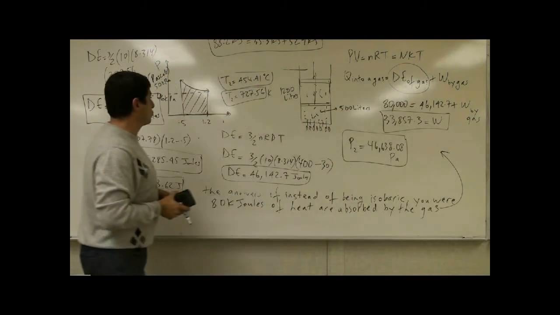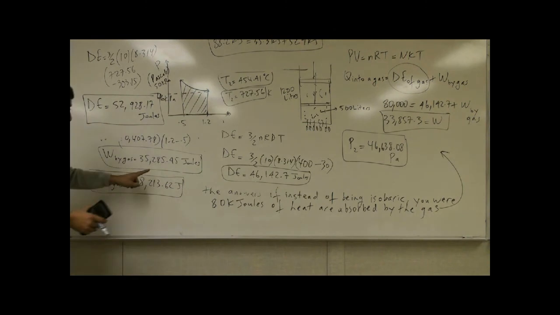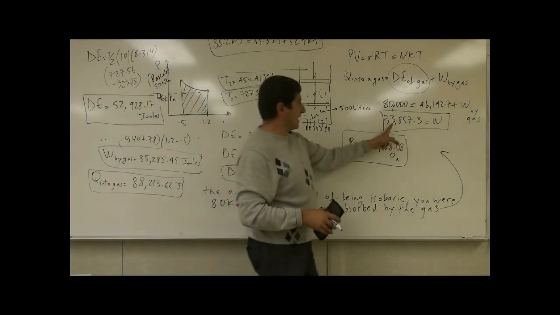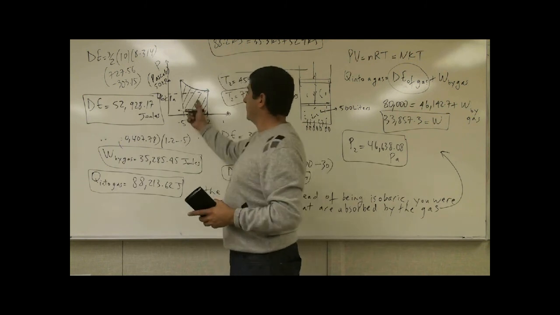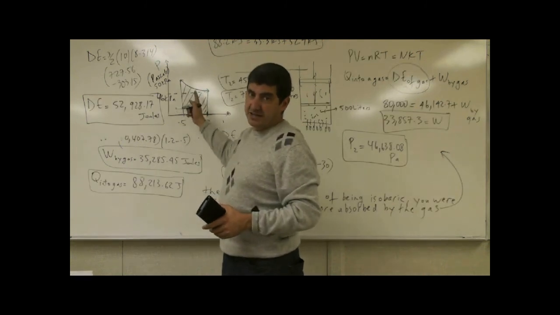Okay? Notice the work that the gas had done before, 35,000. You see that? 35,000. Over here, the work done by the gas is only 33,000. It does less work because the area under this graph is less.